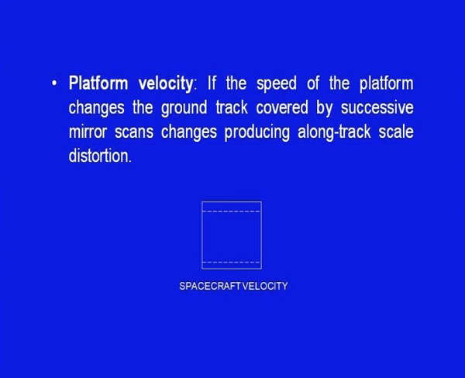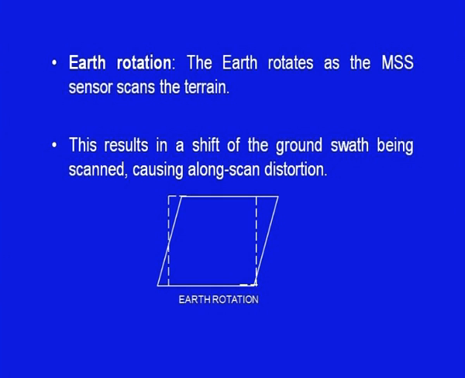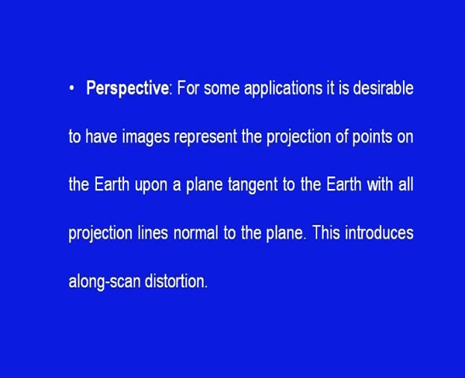Next is platform velocity. If the speed of the platform changes, the ground track coverage by successive mirror scans changes and produces an along track scale distortion. Next is earth rotation. The earth rotates as the sensor scans the ground. This results in a shift of the ground swath being scanned, causing an along scan distortion. Perspective. For some applications, it is desirable to have images represent the projection of points on the earth upon a plane tangent to the earth, with all projection lines normal to the plane. This introduces an along scan distortion.